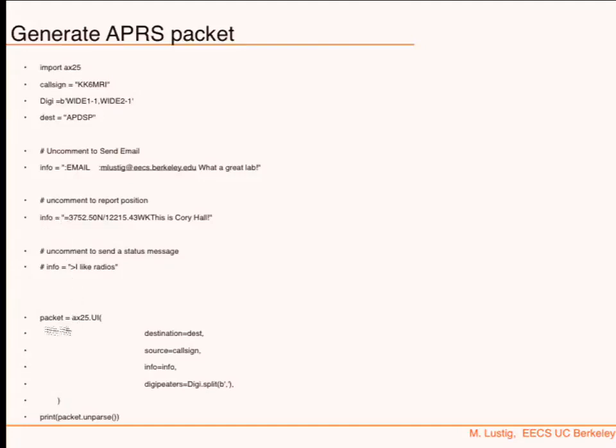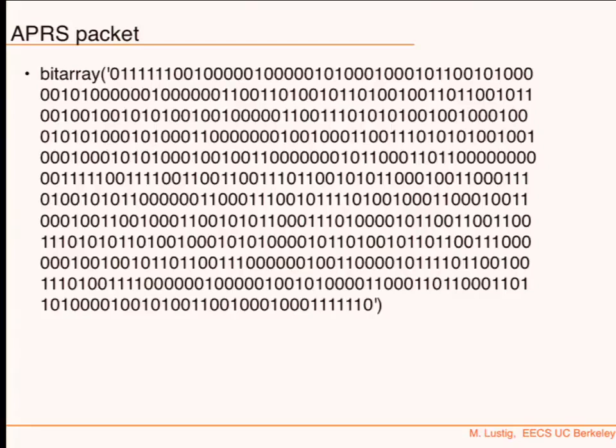And then you call packet equals AX25 UI, put in those values, and then you print packet.unparse, and it will unparse the bits. Okay, you will get this. These are the binary bits, so you get a bit array. The bit array starts with 0, 1, 1, 1, 1, 1, 1, 0. What is this? Flag. And it ends with a flag.